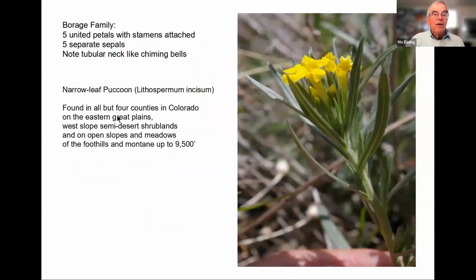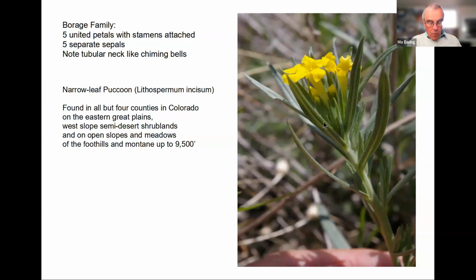Another plant that you find down here is narrow-leaf puccoon. This is in the borage family. The borage family has 5 united petals, so the petals are united into kind of a tube down here. 5 separate sepals, which is very hard to see here, but they would be down at the base of that tubular neck, like chiming bells.